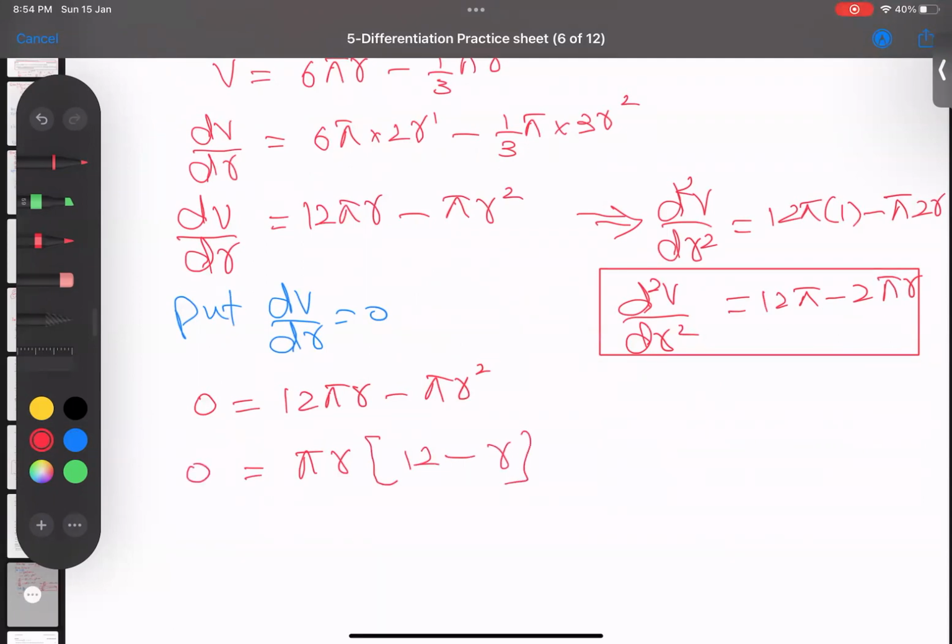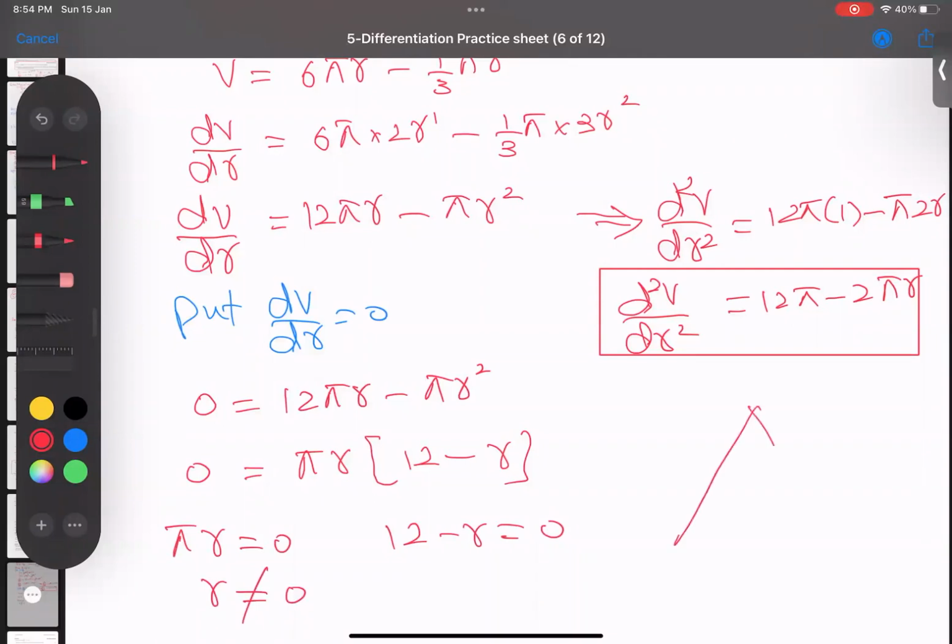equal to 0. Now onwards, you know, when the product of two parts equals 0, what we do is either the first part equals 0, or the second part equals 0, one by one. So pi r equal to 0 and 12 minus r equal to 0. And this pi can go under 0 and can be 0. But r cannot be 0. Why r cannot be 0?